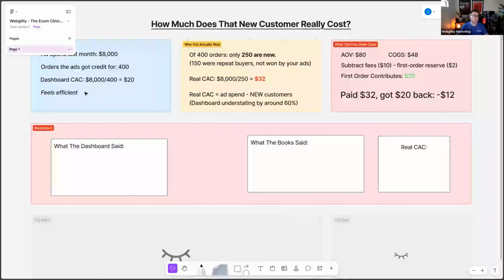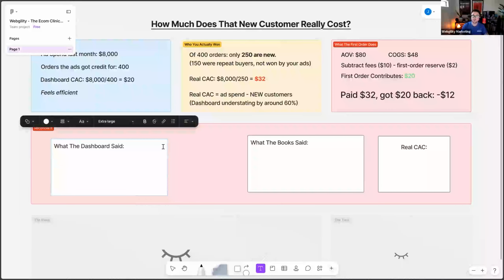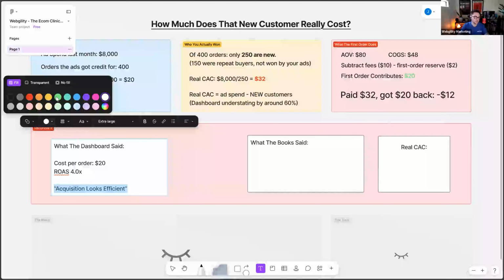So what your dashboard says is what we just covered, right? So your cost per order is $20. Your return on ad spend is four times, right? 400 orders, $20, looks good. So what you're seeing from your dashboard is acquisition looks efficient, like we said up here, right? It looks good. There's nothing to change.